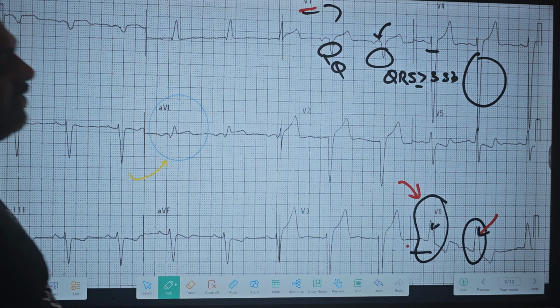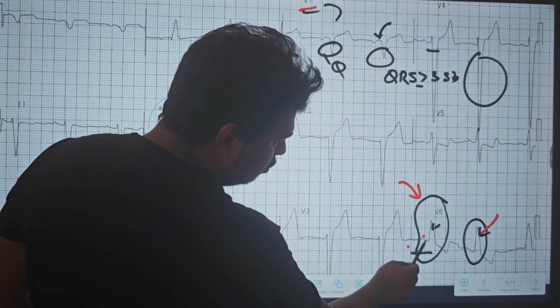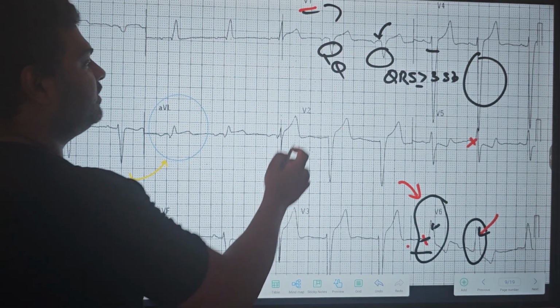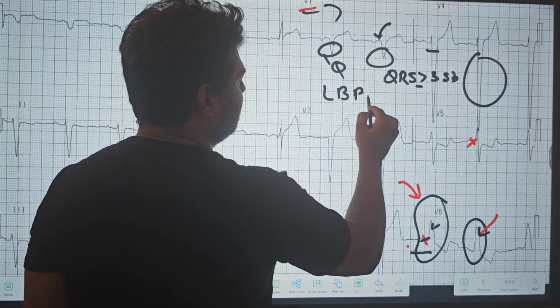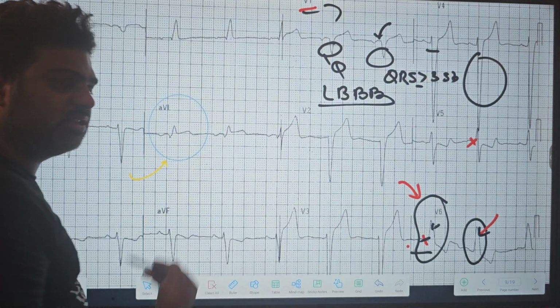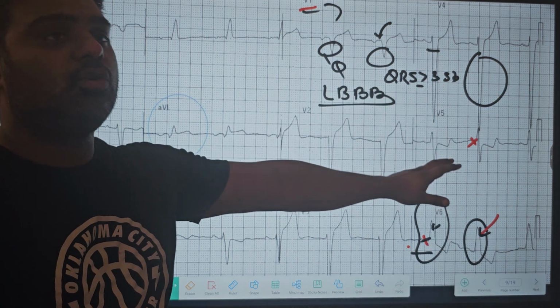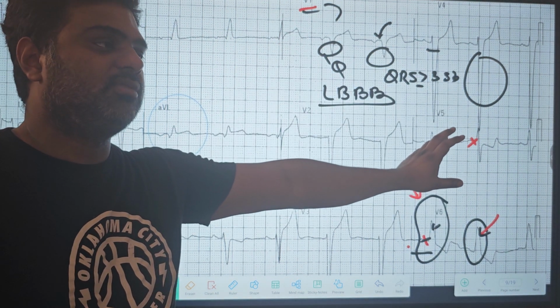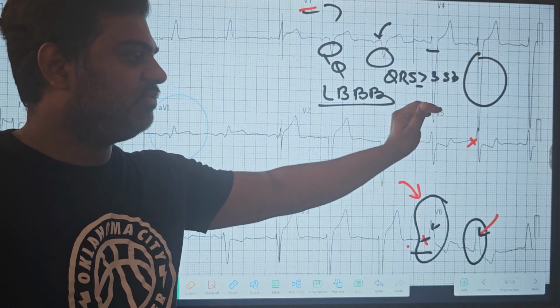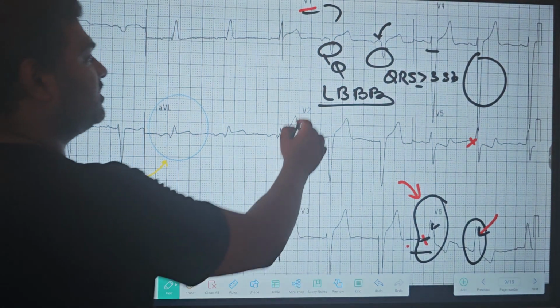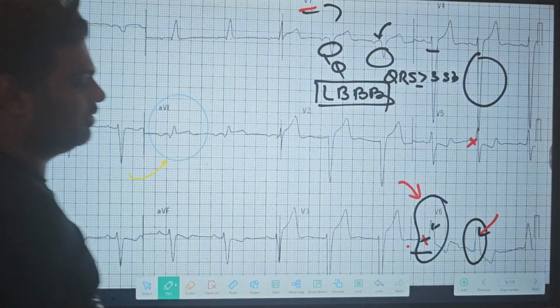Now if we see leads V5 and V6, there is no Q wave in V5 and V6. So all the 4 points are valid. So we will say that this is the ECG of left bundle branch block. Always go by this dictum: QRS duration, then lead V1, then look for the broad R wave with notch or M pattern or monophasic in V5, V6 or 1 or AVL, and then Q wave, and diagnose this as an ECG of left bundle branch block.